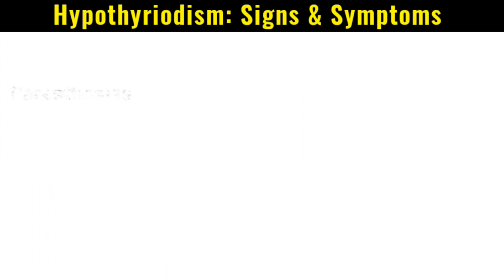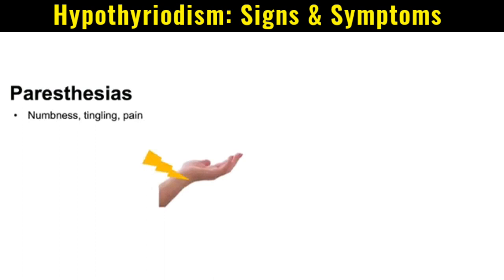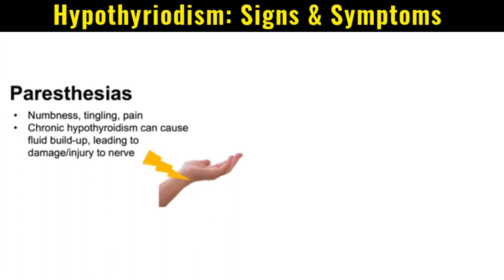Some other symptoms of hypothyroidism include paresthesias. So paresthesias are numbness, tingling, and pain sensations, oftentimes in the extremities or in the hands and feet. It usually is due to chronic hypothyroidism, so long-standing hypothyroidism, which causes a fluid buildup leading to damage or injury to nerves. So this is why we get these sensations.